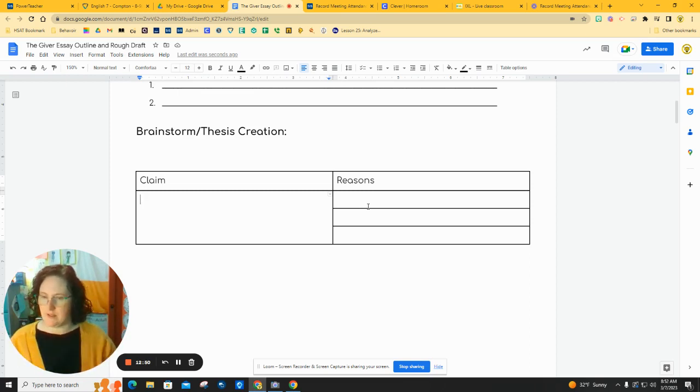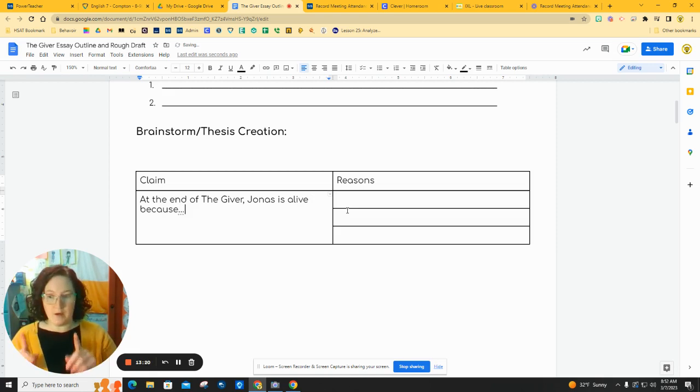But I digress. Let me come back to it. Okay, so my claim. I'm just going to put both of them in there. So let's say one of my claims is going to be: at the end of The Giver, Jonas is alive because that.